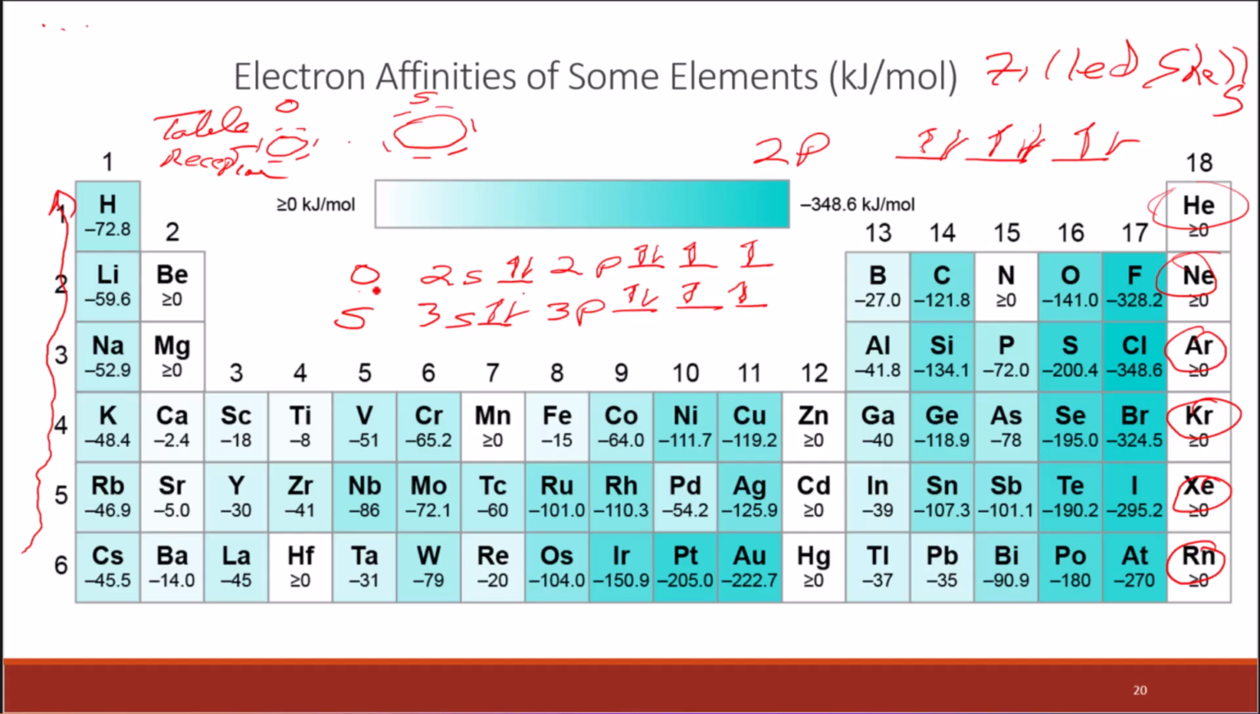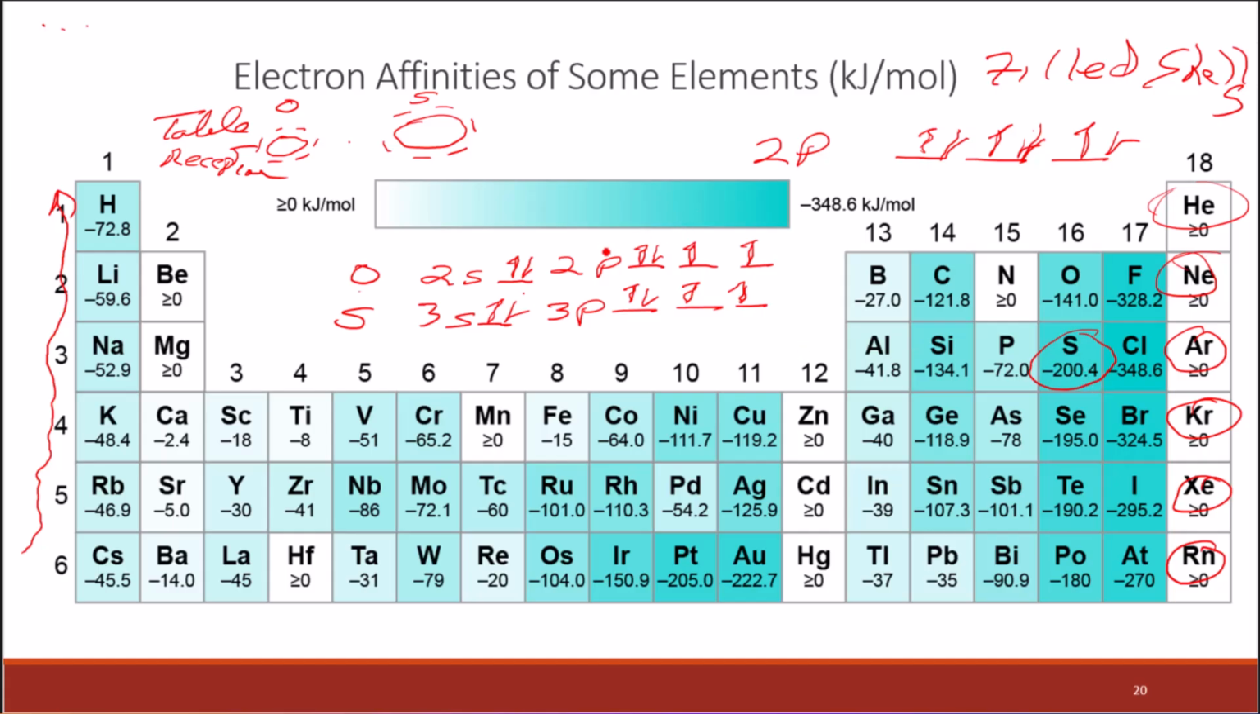So here is oxygen's valence shell electron configuration. It's exactly the same as sulfur's valence shell electron configuration, except that sulfur is one period lower than oxygen is. So sulfur is a little bit bigger. Sulfur is bigger, oxygen is a little bit smaller. And you'll notice that oxygen has a smaller electron affinity than sulfur does.